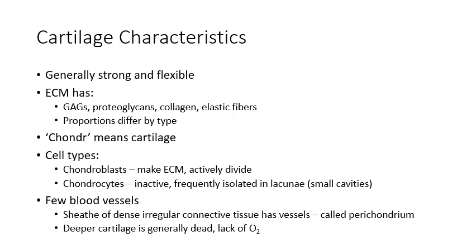There's a couple of cell types that you see in cartilage, chondroblasts and chondrocytes. The chondro tells you that it is a cartilage cell. Chondroblasts are found on the outside of the cartilage. They actively divide and they make the extracellular matrix for the cartilage.